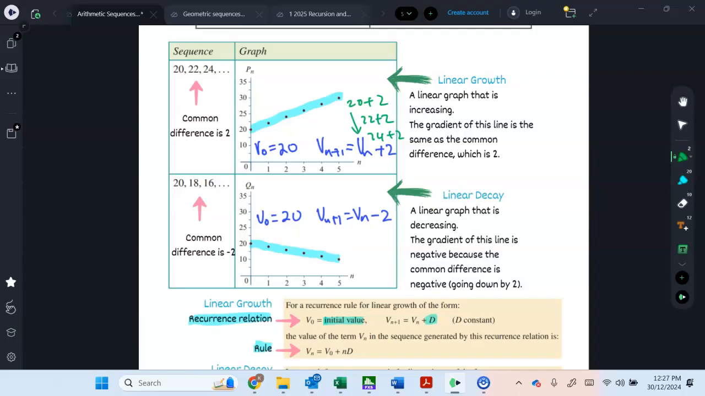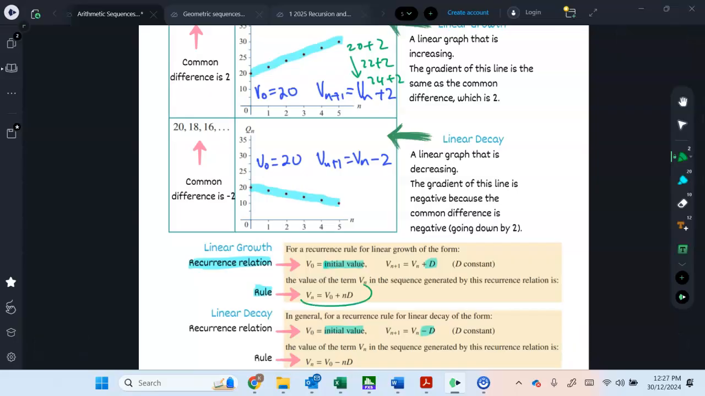Now for the rule, this is looking more like a linear equation. Remember your linear equation is y equals mx plus c.